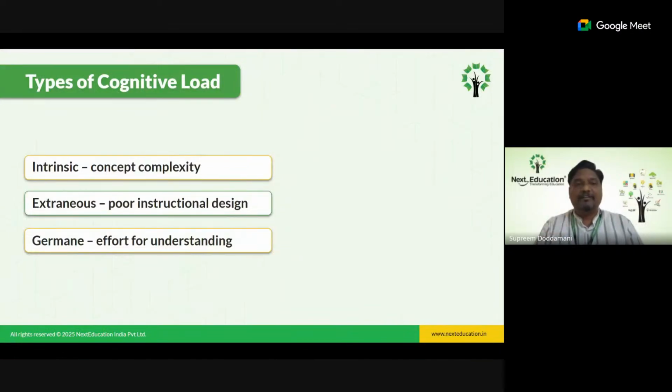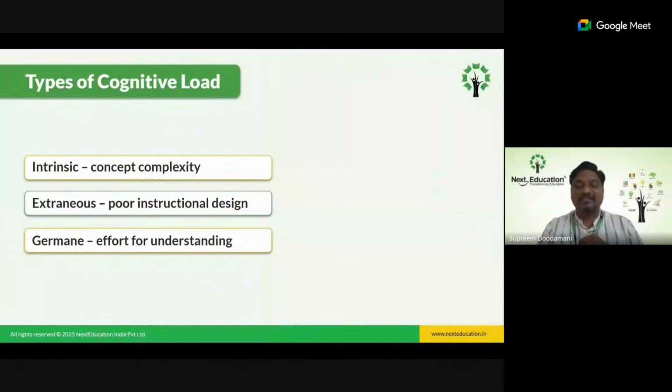cognitive load. Now, when we are talking about the extraneous one, it's poor instructional design. Let me explain what extraneous cognitive load is. It is mental effort wasted on how information is presented, not on what is being learned. So rather than concentrating on the learning process, they just try to observe how the presentation has been done on the concept. That we call extraneous cognitive load.